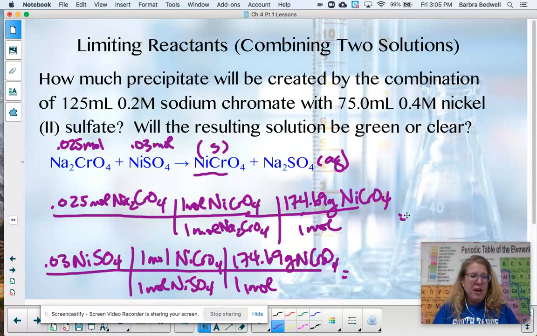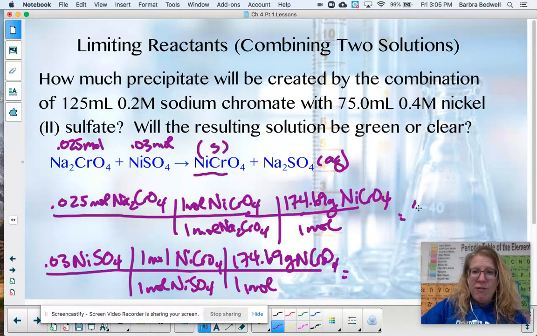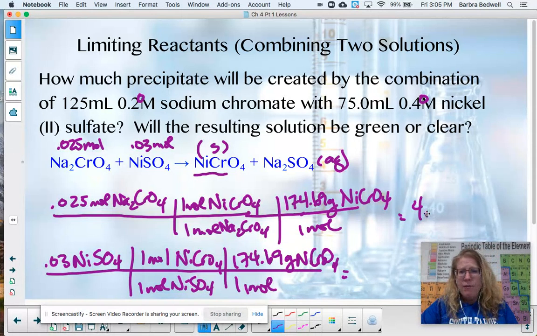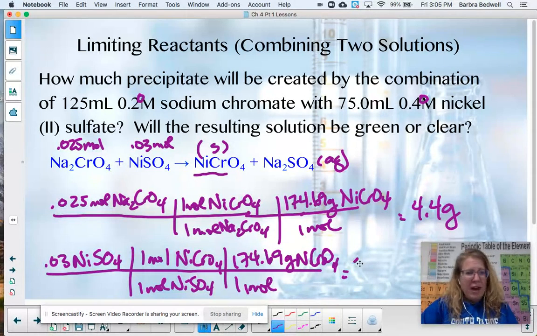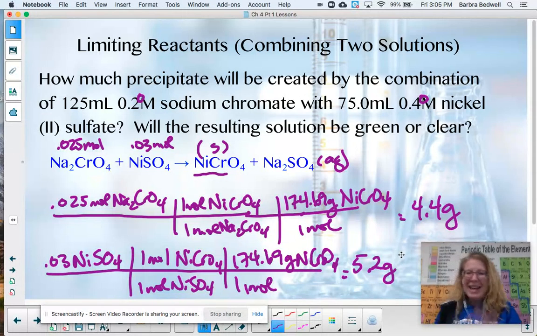So 0.025 times 1 times 174.69 would give me a mass of 4. Well, we've got 3 sig figs. Let's do 2 sig figs. I don't like doing 1 sig fig. So we'll do 4.4 grams according to this one. And the bottom one, 0.03 times 174.69 gives me a mass of 5.2407, so 5.2 grams.